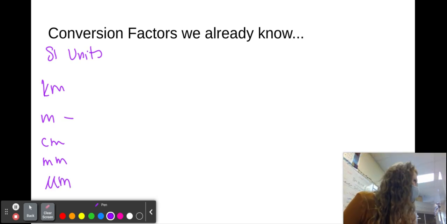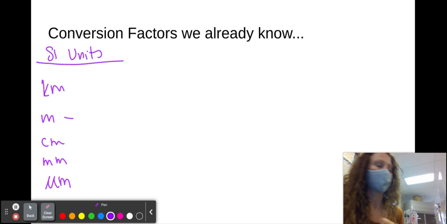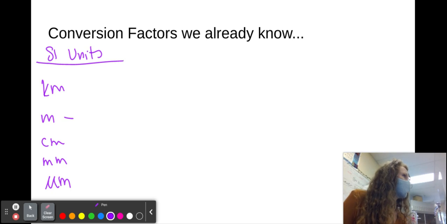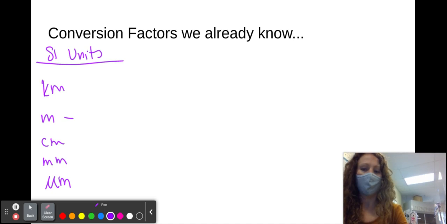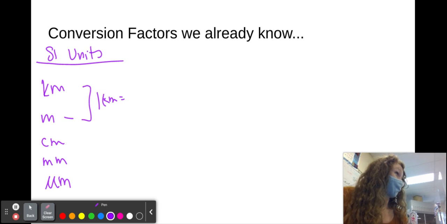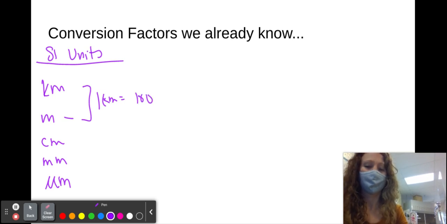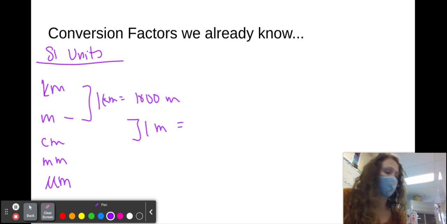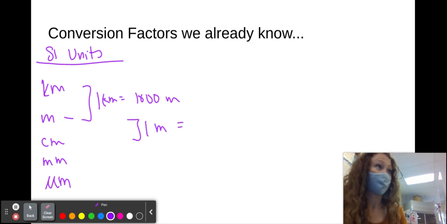So we can get bigger to kilometers, or we can go smaller and talk about centimeters, millimeters, micrometers, right? This is the SI system, the International Scientific Community System, right? And I bet you already know a lot of these. If I have 1 kilometer, how many meters do I have? Close, 1,000. Right? If I have 1 meter, how many centimeters do I have? 100. Let's do all of these.